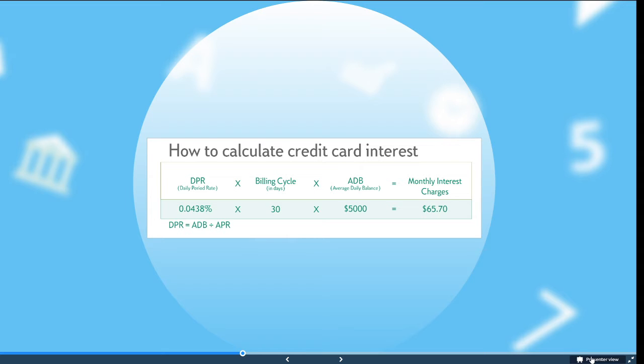Now this may look complicated, but I will take you through scenarios in real life dollars to make it make a little bit more sense. But what this is showing is you multiply your daily period rate times the billing cycle in days, which is how many days in that calendar month, times the average daily balance, and that will tell you how much each month you're paying in credit card interest.